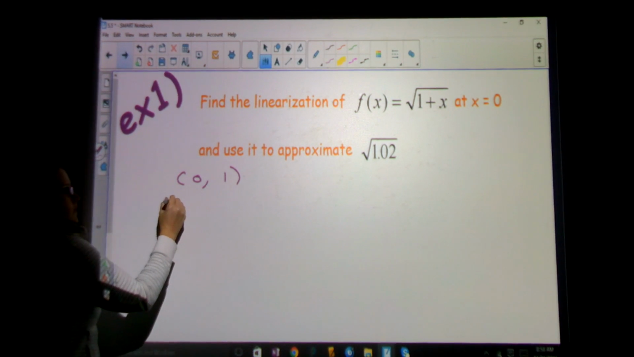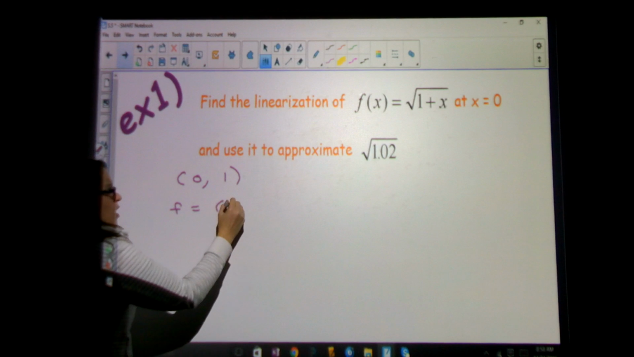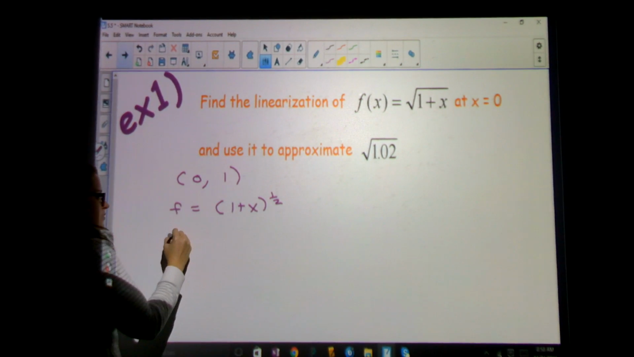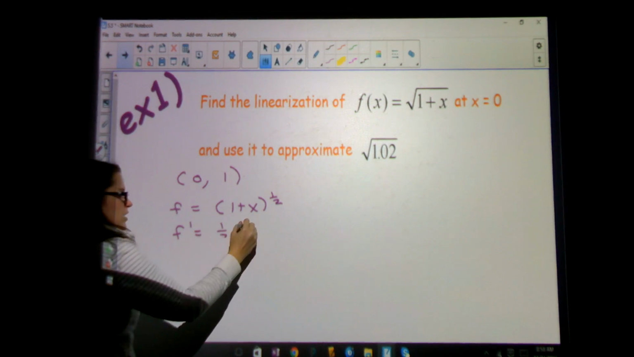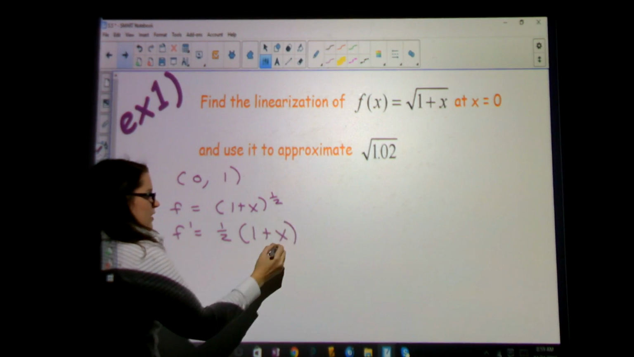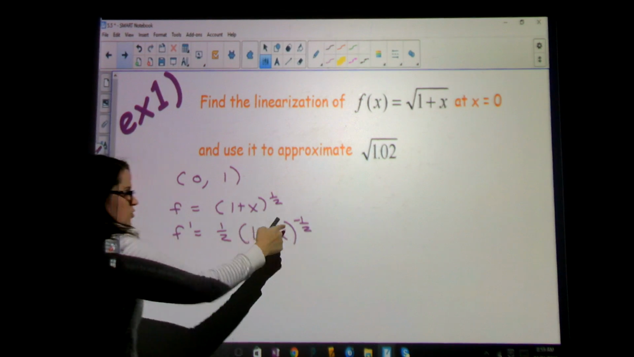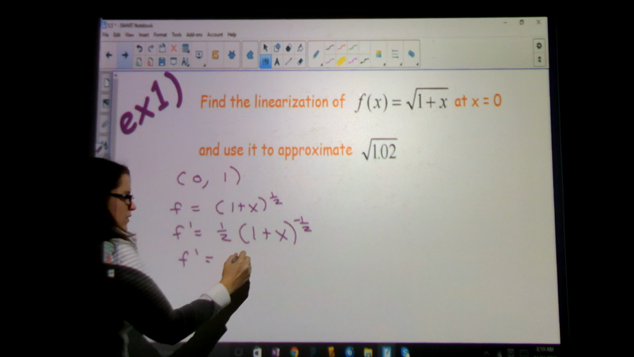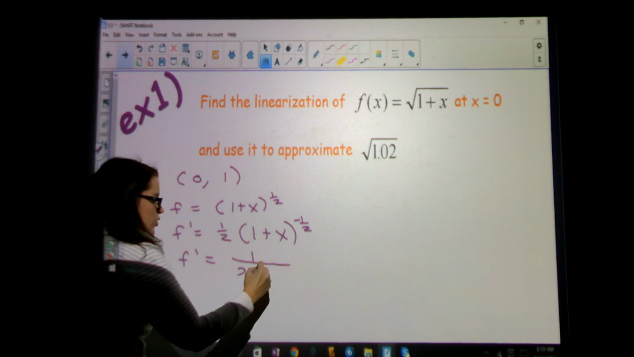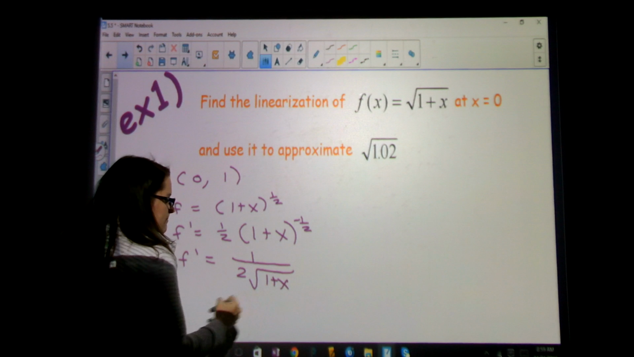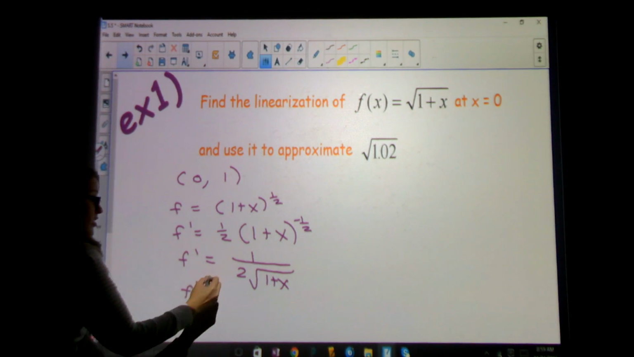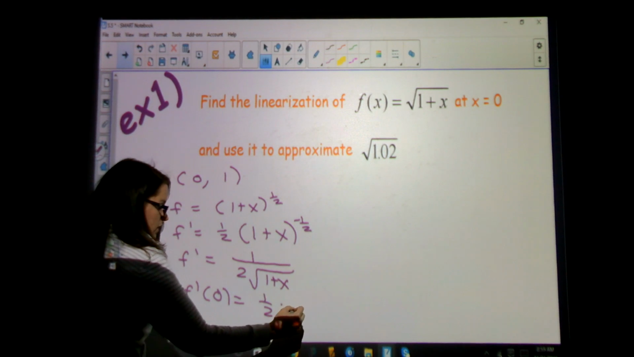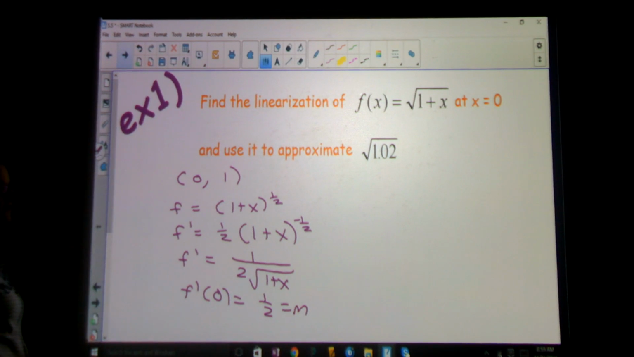Now I need the slope, so let's find the derivative. F equals quantity 1 plus x to the 1/2. Chain rule. Unless you start messing up, I'll let you do this. Derivative of the inside is 1. So I get for my derivative 1 over 2 square root of 1 plus x. Now plug in your x value, which is 0. I will get 1/2. There's my slope.